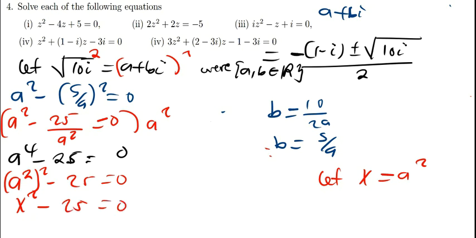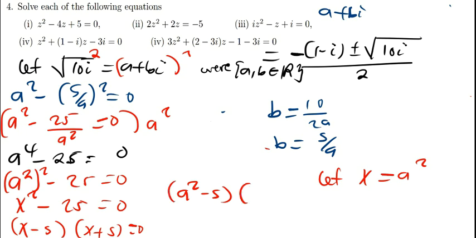Remember, we said a and b should be real numbers. So this is the difference of two squares. It will be x minus 5, again x plus 5, is equal to 0. When you reach this point, now replace x with a squared. So it will be a squared minus 5, then a squared plus 5, is equal to 0. So a squared is equal to 5, and then a squared is equal to negative 5.